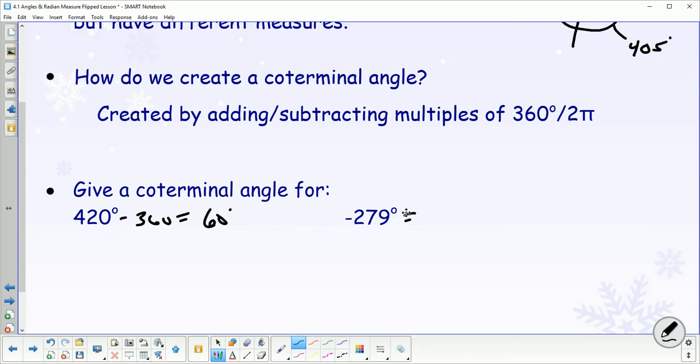Okay, now when it's negative, if we want a positive version, we're going to add 360. So negative 279 plus 360 is going to give us 81 degrees. Okay, now there could be times where you have to add 360 more than once, or subtract 360 more than once, until you get it less than 360.